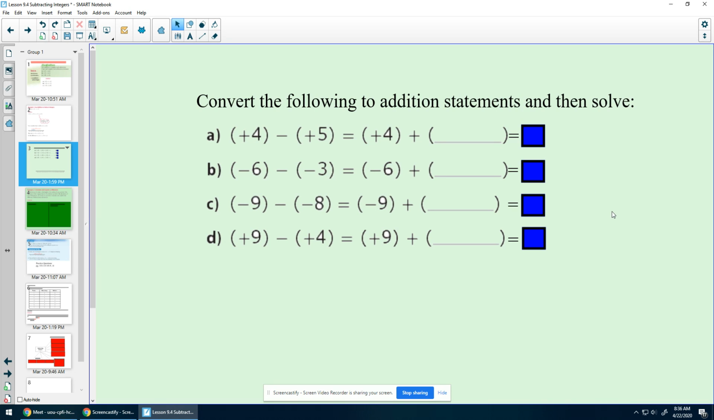Okay, convert the following to addition statements and then solve. Here, I want you to pause the video, give these ones a shot on your own, and then press play and continue on.